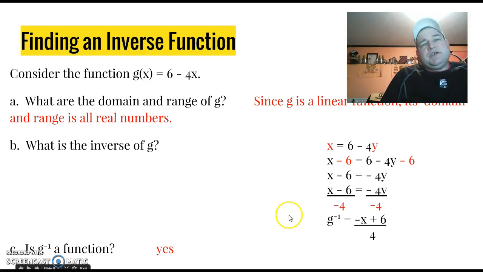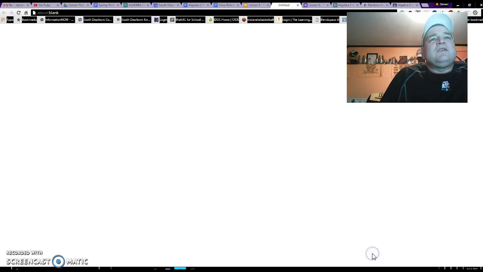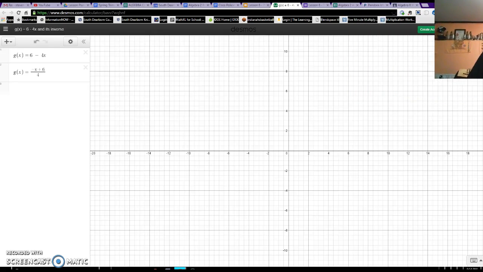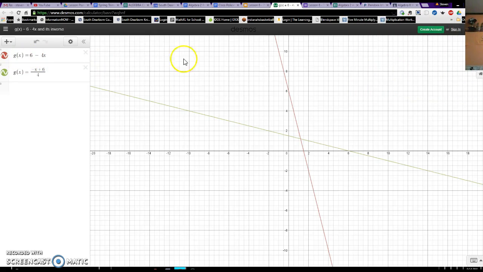Is the inverse a function? Well, notice that the inverse is also back to being linear because it's to the first power, so therefore, yes, it is a function. And if we looked at these two on Desmos, my favorite website for graphing, by the way, desmos.com. Taking a minute to load here. So you can see the red function is 6 minus 4x. Linear function, as you can see, going through the y-intercept at 6 and a slope of negative 4. So down 4 and over 1.